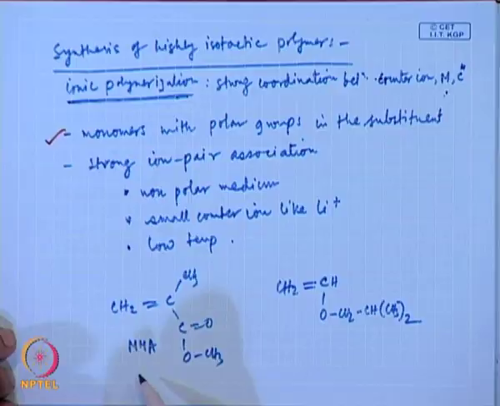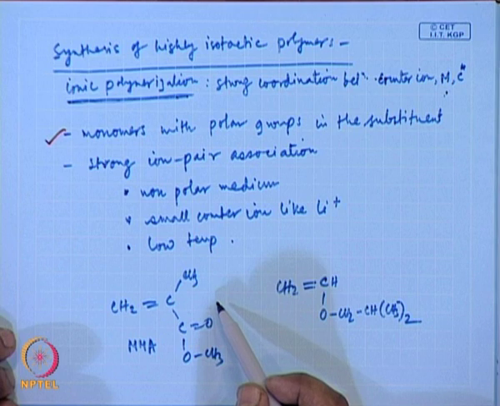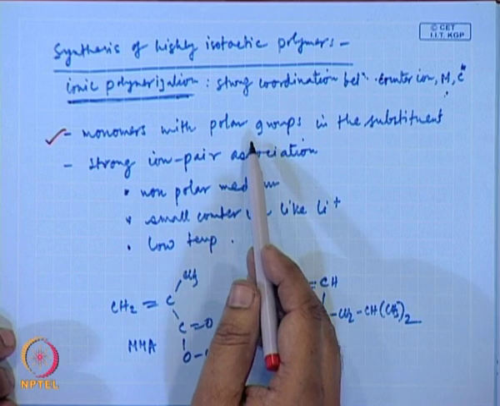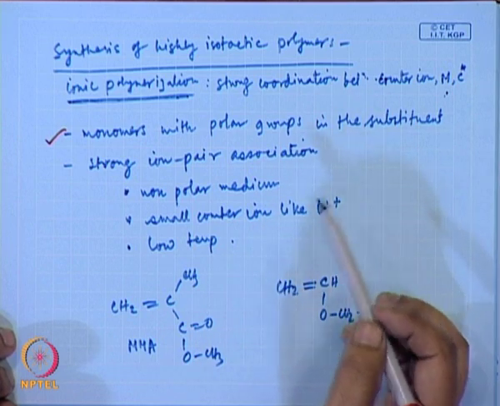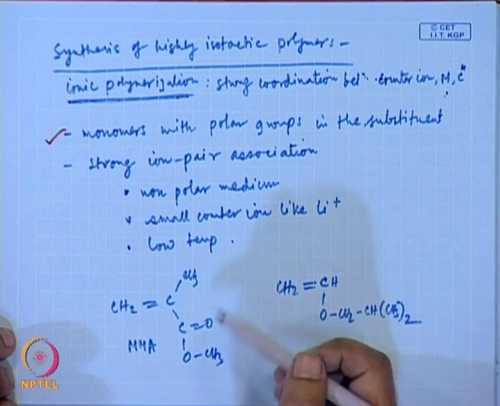Now, if we have a monomer which has a polar group in the substituent, like methyl methacrylate, or an ether group, where this is a polar molecule, this can actually coordinate with a cation in this case. So, monomers with polar groups in the substituent will help in coordinating the counterion and the incoming monomer.